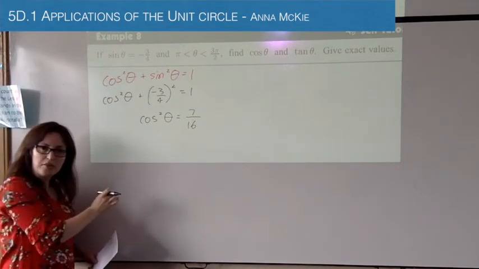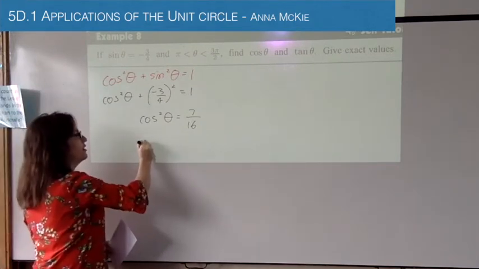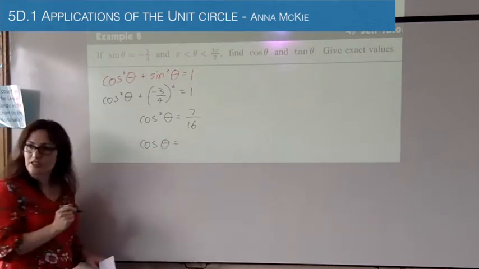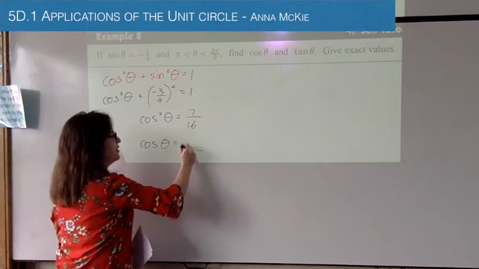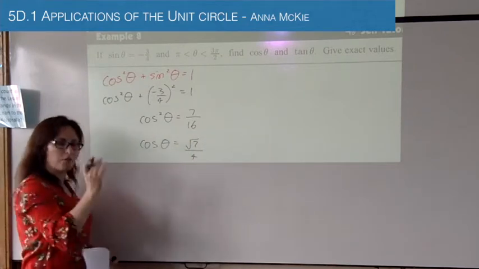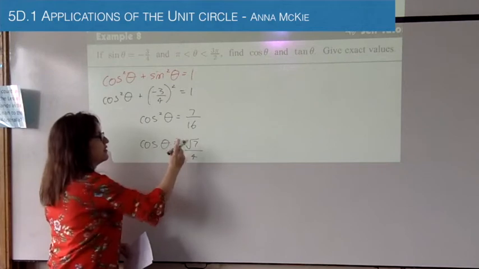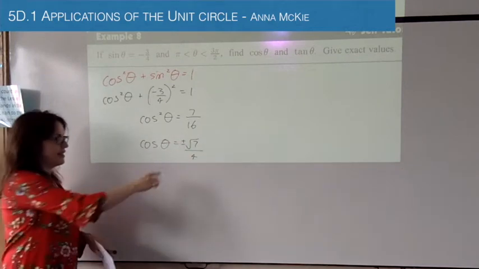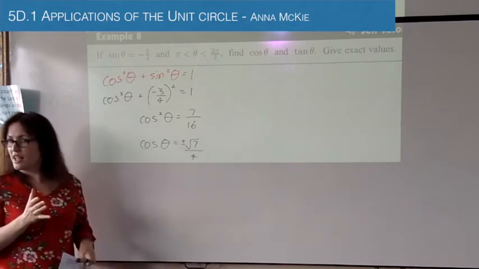I've got cos squared at the moment. I just want cos, so I need to square root both sides. 16 is a square number, so that's going to come out to 4 and root 7, but we have to take into account the positive and the negative versions of cos. Now, can we decide though? I wonder if it is the positive or the negative.